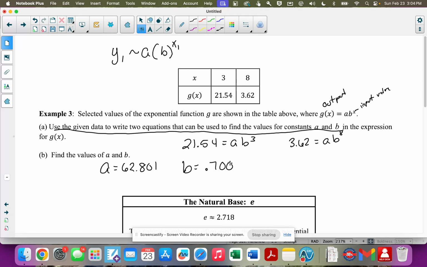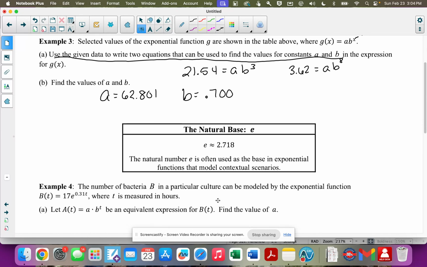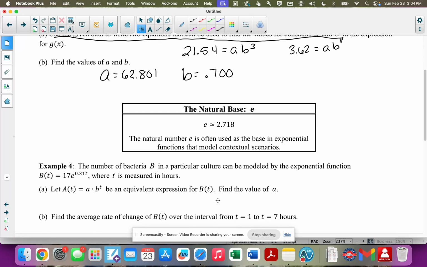So we do have one more specific base that we're going to deal with, and that is the natural base e. Most of these will be done in a calculator because this is not something that you want to deal with as far as the decimal, right? But it is used in a lot of places, specifically in science, like when they're talking about bacteria cultures. I don't think it's used in carbon dating all that much.